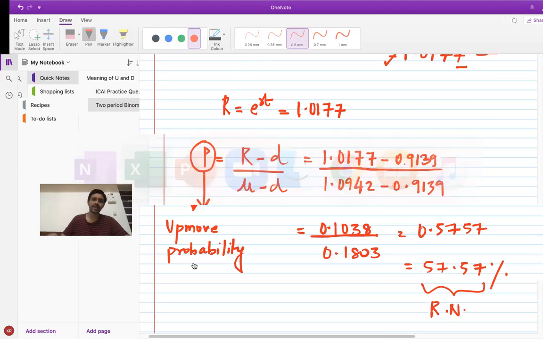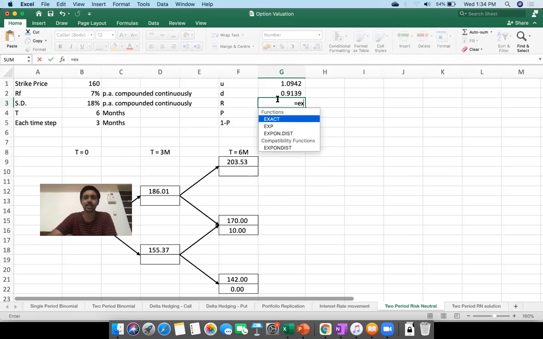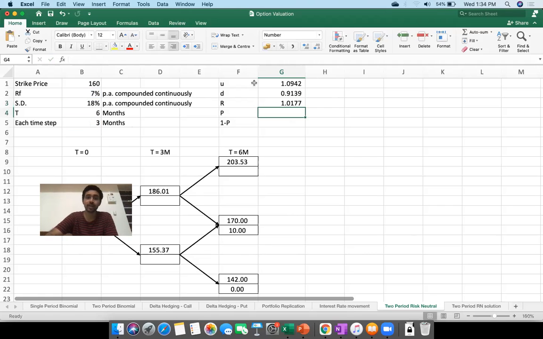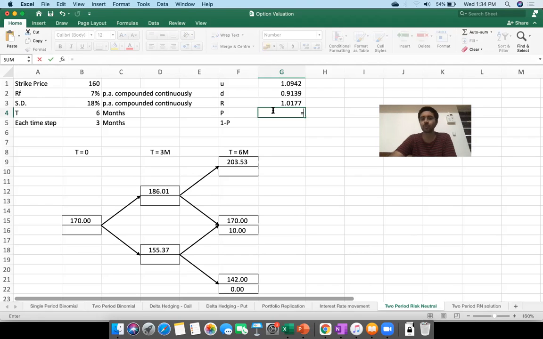Now let us come back to the Excel and solve. We have calculated R, where R is equal to e power RT, because we are using continuously compounded rates. So R is equal to exponential of the risk-free rate into 3 divided by 12. Here again, T is each time step, and it does not represent the maturity of the option contract. Then we have to calculate probability. Probability is nothing but R minus D divided by U minus D.